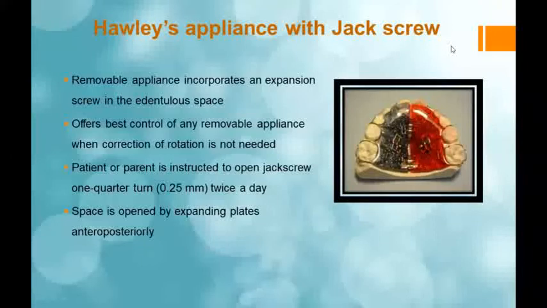Now the Hawley's appliance with the jack screw. It is a removable appliance that incorporates an expansion screw. It offers the best control of any removable appliance when the correction of rotation is not needed, and a patient or a parent is instructed to open the jack screw 1/4 turn, that is 0.25 mm, twice a day, and a space is opened by expanding the plates anteroposteriorly.